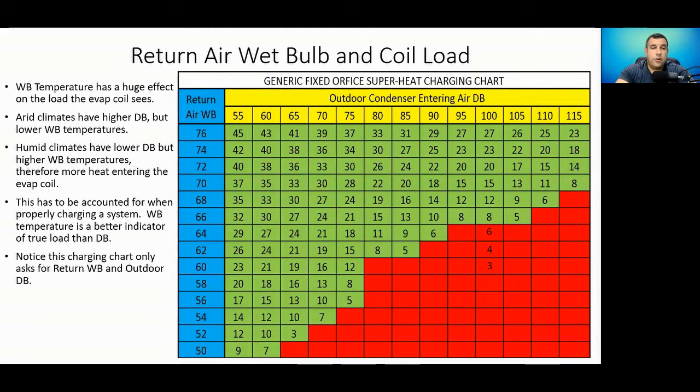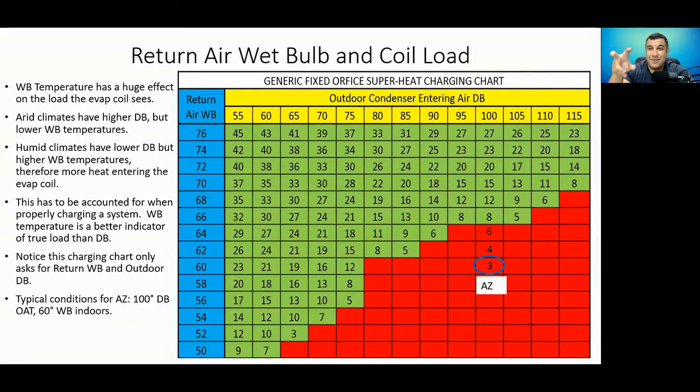Notice this charging chart only asks for two things. It asks for your return air wet bulb and your outdoor dry bulb temperature. So we're going to be charging the system first in Phoenix, Arizona. Our outdoor dry bulb conditions are 100 degrees outside and 60-degree wet bulb indoors. What is our target superheat? It's only 3 degrees.